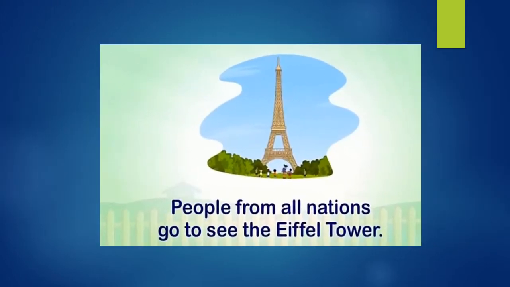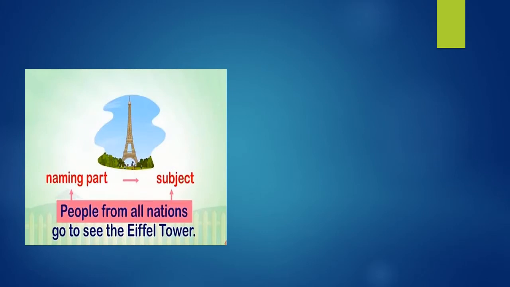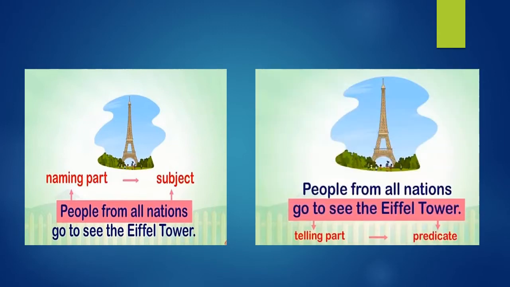See one example over here. People from all nations go to see the Eiffel Tower. So, which is the subject and which is the predicate over here? Let's see. People from all the nations means we are talking about the people from all the nations. So, it is a naming part. So, that is why it is the subject. And go to see the Eiffel Tower is the predicate.